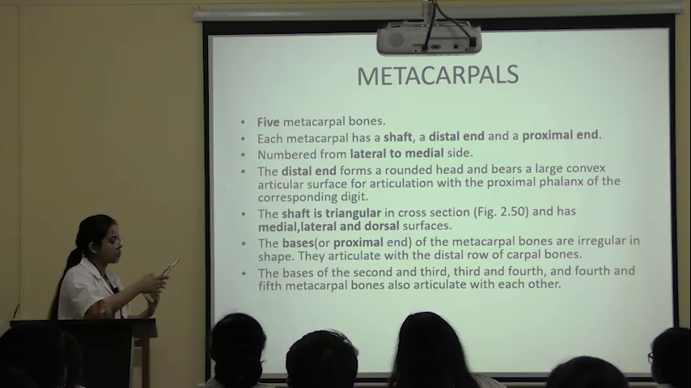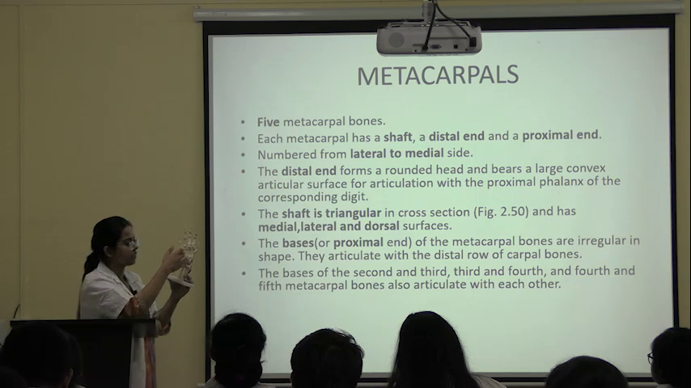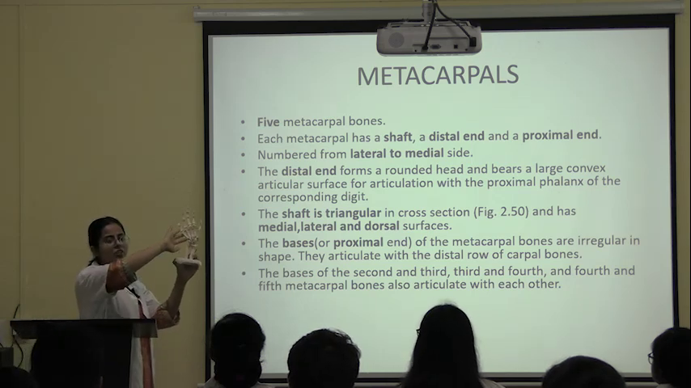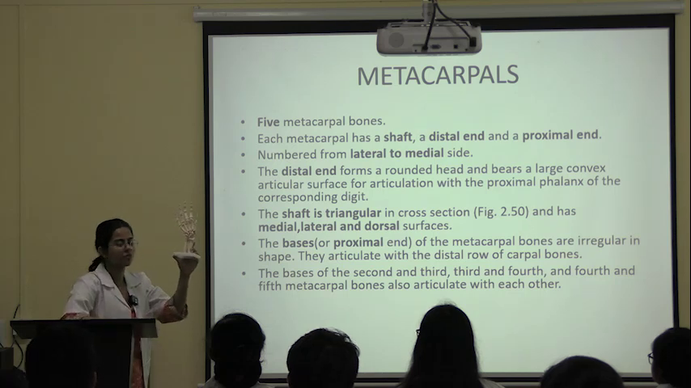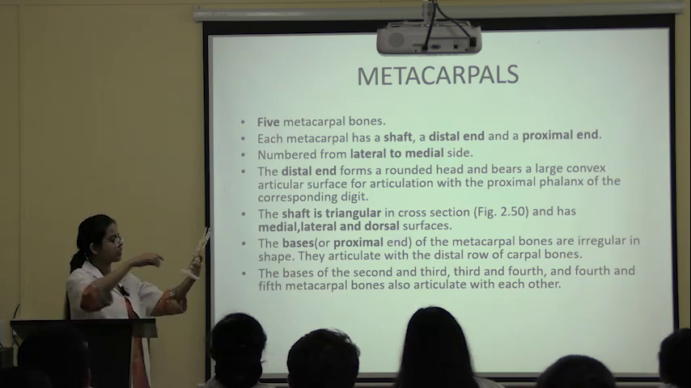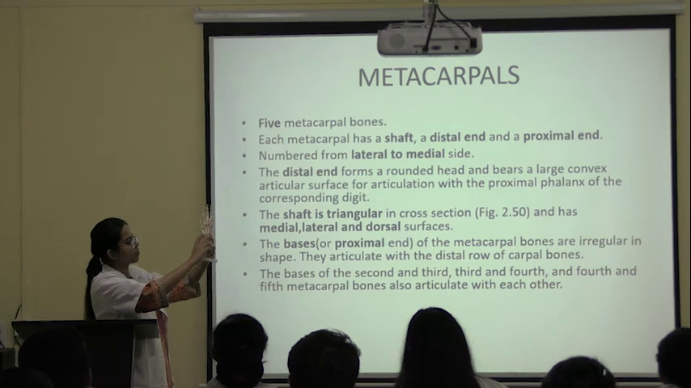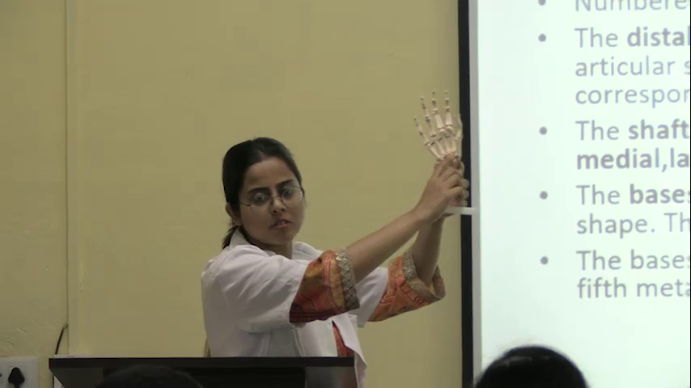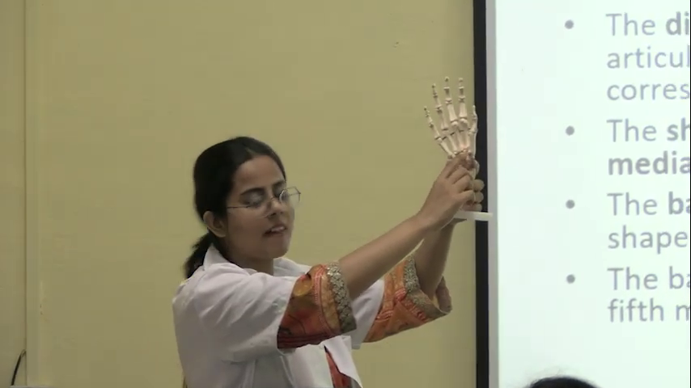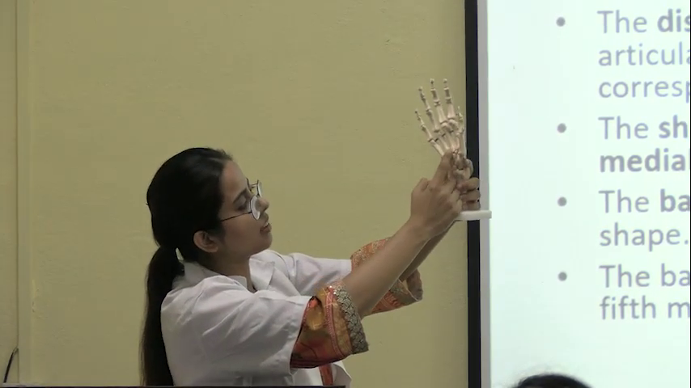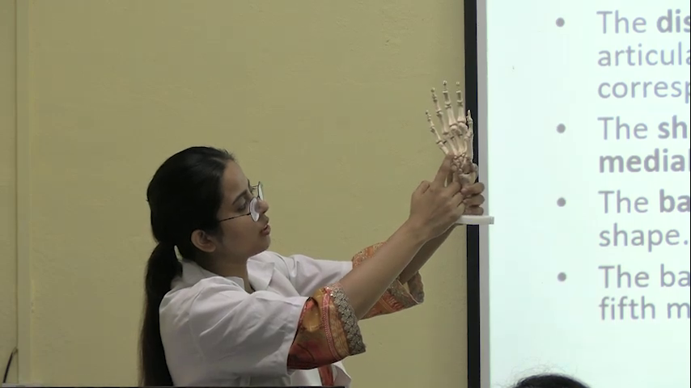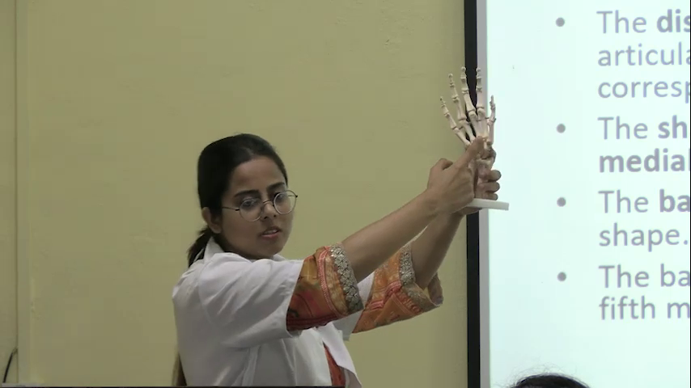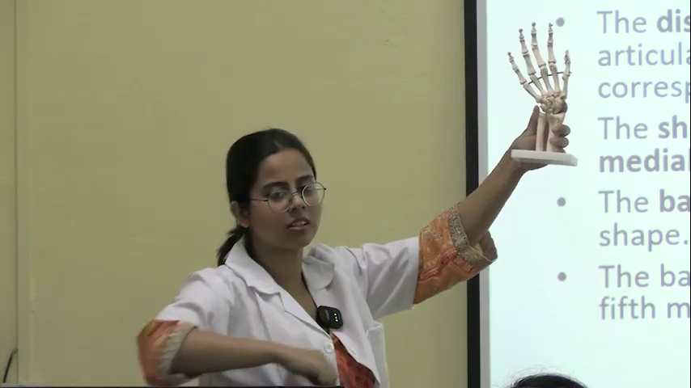It has a medial surface, a lateral surface, and a dorsal surface. Now you can see the metacarpal bones are articulating, forming a joint, with the distal row of the carpal bones. Clear? And also the 2nd, 3rd, 4th, and the 4th, 5th are forming joints between themselves. You can see.